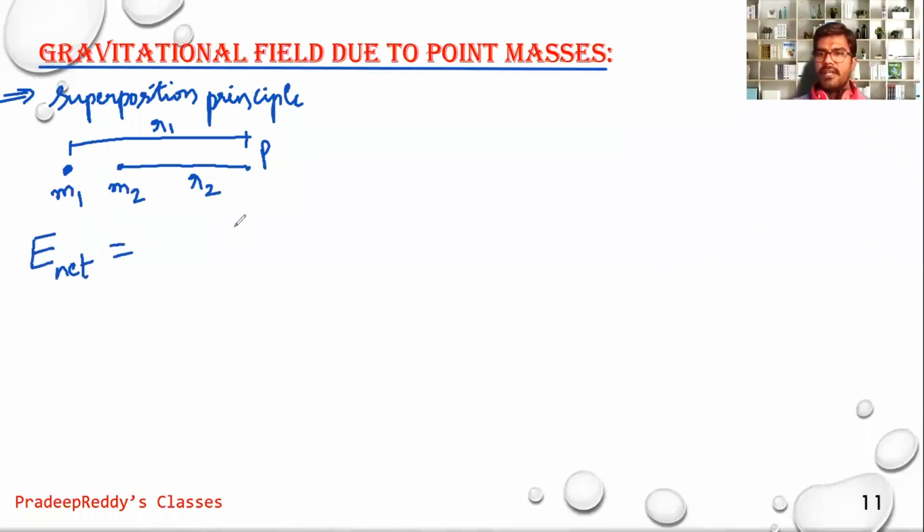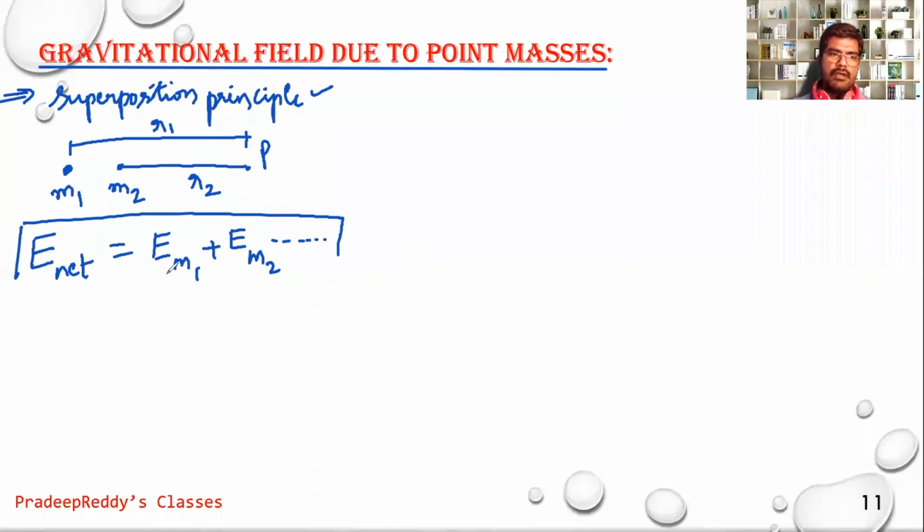Net gravitational field experienced at this point P will be the gravitational field due to mass m1 plus the gravitational field due to mass m2. Therefore, E net is equal to the sum of the gravitational fields of all the masses involved. That itself is said to be the superposition principle. So as many masses as there may be, you simply add all those vectors so that you will get the net gravitational field, and this is a vector sum. Remember that it is a vector sum.